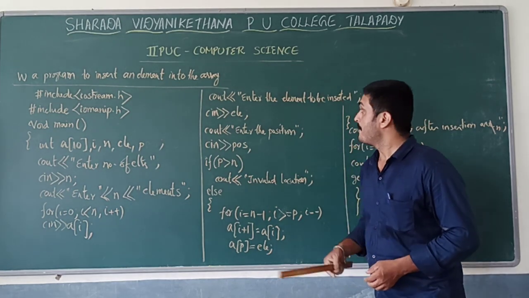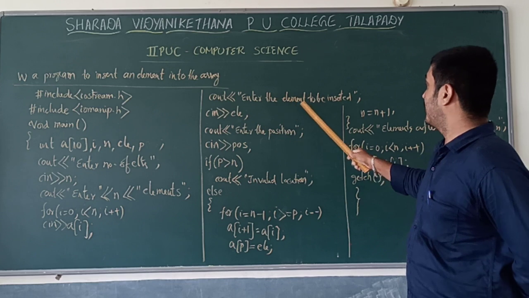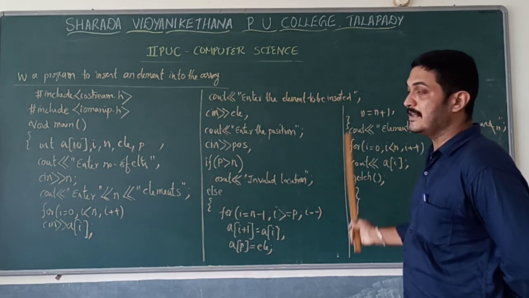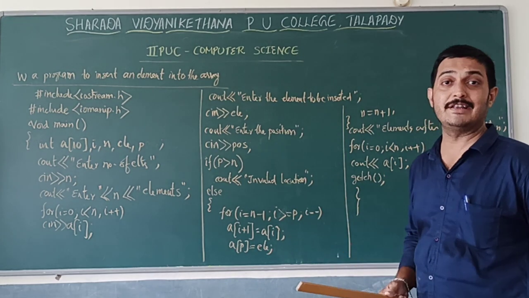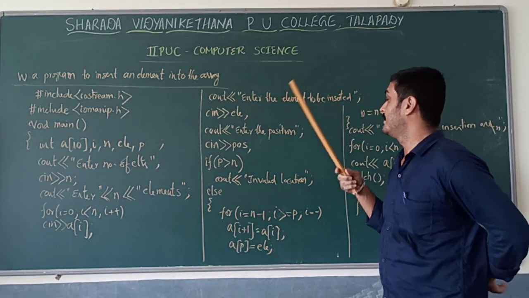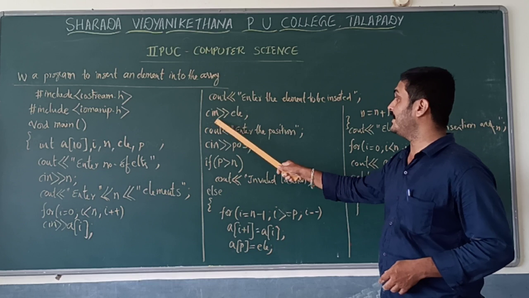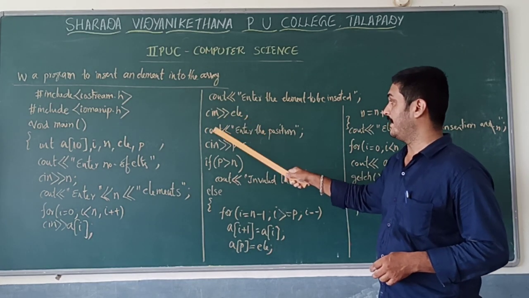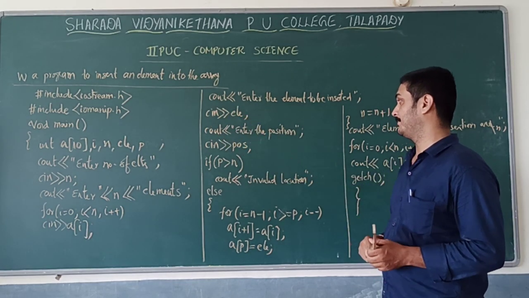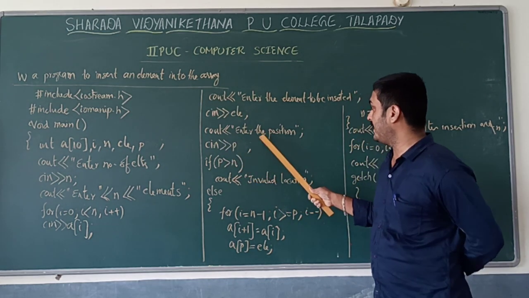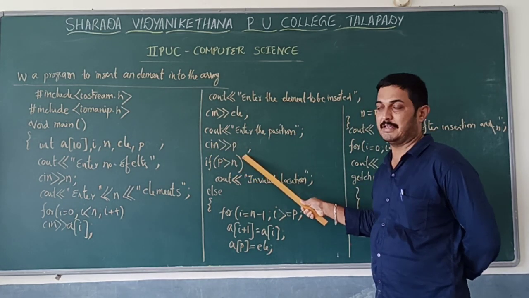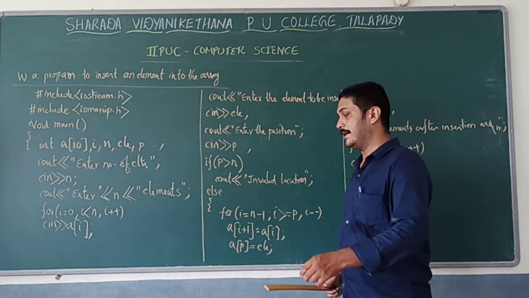Next, cout, enter the element to be inserted. Which element you are going to insert to the list, that will be entered by the user. cin ele. Next, cout, enter the position. Instead of position, you can use p only. cin p.